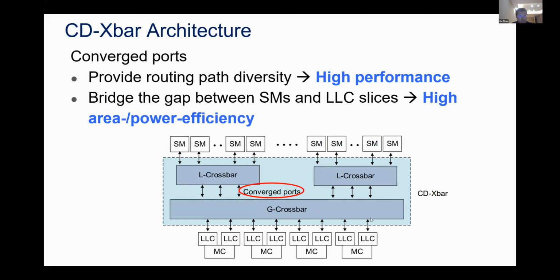In this case, the converged ports can provide routing path diversity, so it gives us high performance. For example, the SMs connecting to one L crossbar can use different converged ports to send packets to the G crossbar. This gives the path diversity. And secondly, the converged ports bridge the gap between SMs and LLC slices. This gives us high area and power efficiency because we break a big fully connected crossbar into several small crossbars like the L crossbar and the G crossbar.